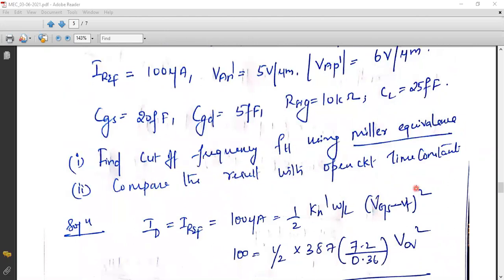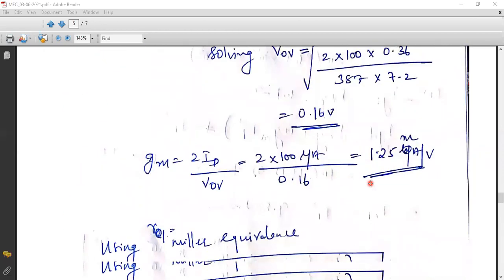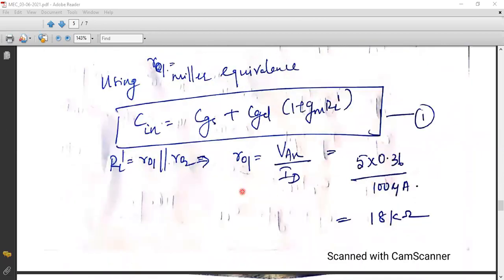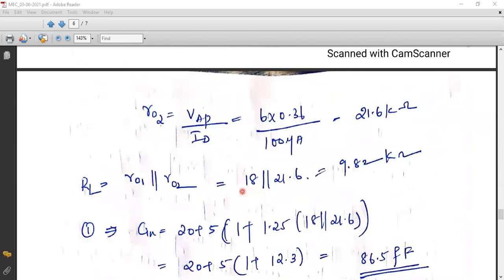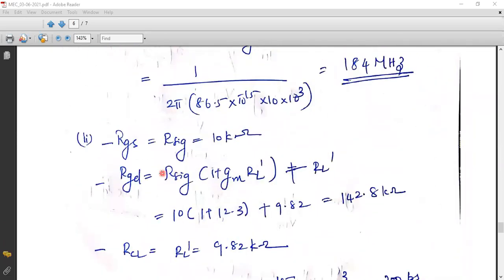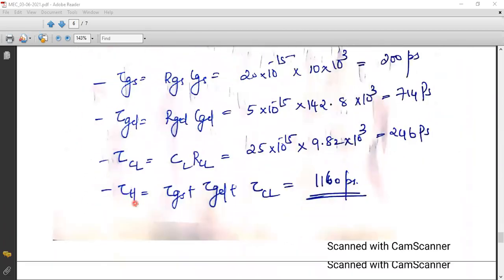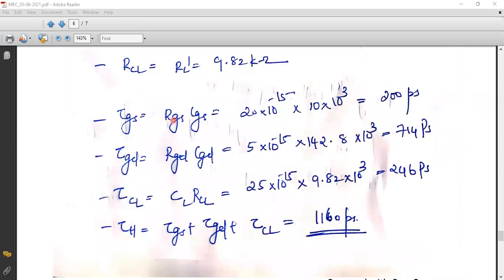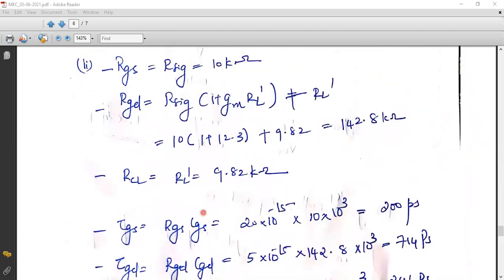This already you have done, so I don't want to repeat this. This is by using the open circuit time constant method. So please go for the results of CS amplifier. In the last class, I have consolidated one table, right? In that table, I have specified the equation for the time constant tau h. That is RGS, CGS, RGD, CGD, CL, RCL, right? And all the equations for RGS, RGD, and RCL are mentioned over there.